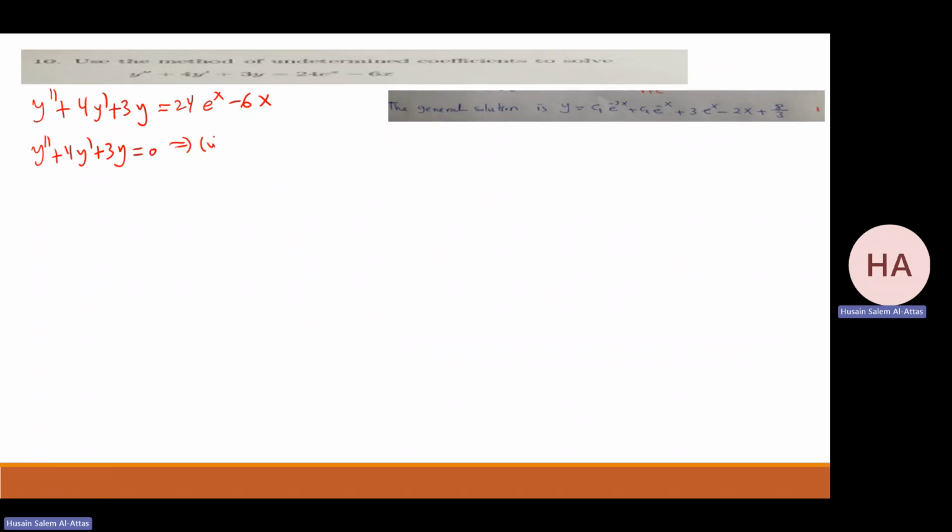What is the auxiliary equation? r squared plus 4r plus 3, which is (r plus 3) times (r plus 1). So r is minus 3 and minus 1. So yc is c1 e to the minus x plus c2 e to the minus 3x. Now get the zeros from the right side. Roots are 1 and 0 two times, because 6x will not come unless I have 0 two times, and a plus bx.